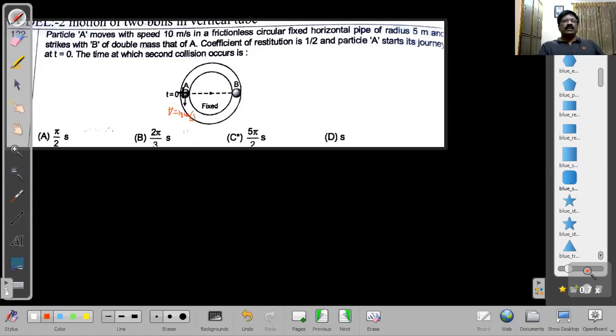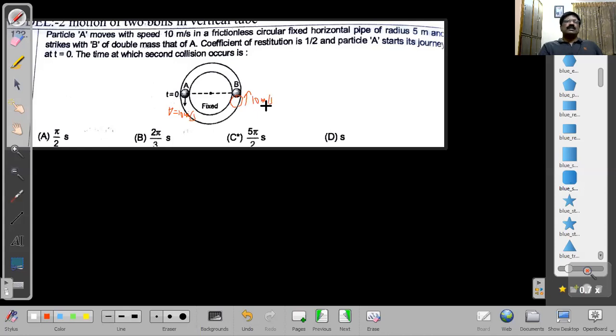Whenever this sphere tries to move in this direction, at the same time the inner surface pushes the sphere inwards. The normal force exerted by the inner walls of the tube on the sphere must be towards the center. That means at every point the normal force is perpendicular to the velocity, because the velocity is along the tangential direction. Hence no work is done, so there is no change in the speed of the particle. With the same speed, the particle reaches the point B and makes collision with the same speed, 10 meter per second.